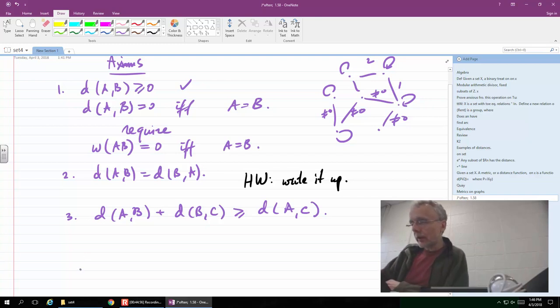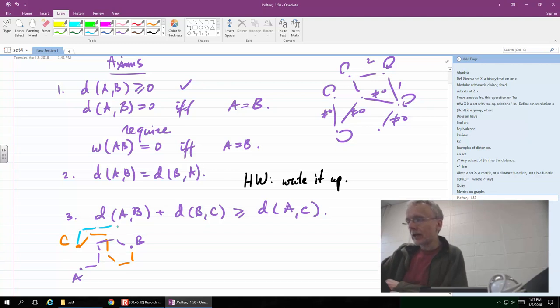The picture, once again, look at it. This is my A, and through some edges, I arrive at B, and then I start a new sequence of edges. I arrive at C, and then I take the third sequence of edges, and I arrive back at A. Okay? What I'm saying is the purple sequence of weights plus the orange sequence of weights will be larger than or equal to, well, that's not what I'm saying. That's what I'm saying, yes.